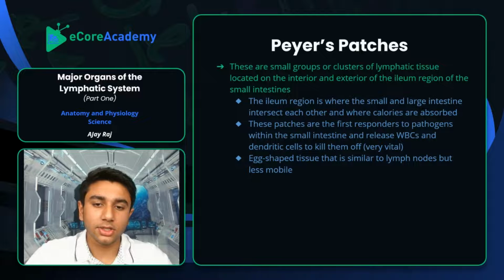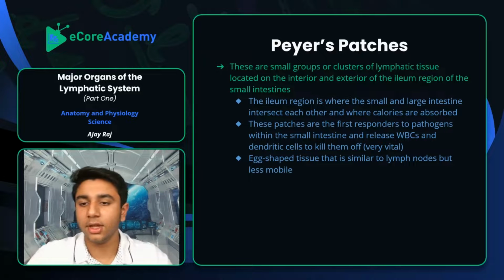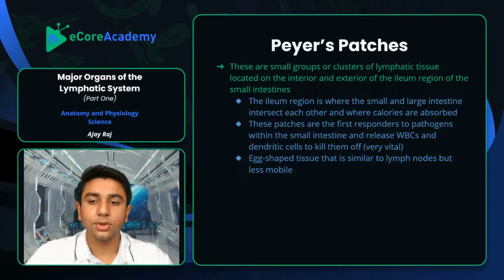So, Peyer's patches. These are small groups or clusters of lymphatic tissue located on the interior and exterior of the ileum region of the small intestines. So this is patches of tissue that have the same response as lymph nodes, very similar to lymph nodes, that are located on the ileum region of the small intestines. And just to give you a brief description, the ileum region is where the small and large intestine intersect each other, and this is where calories are actually absorbed through digestion.